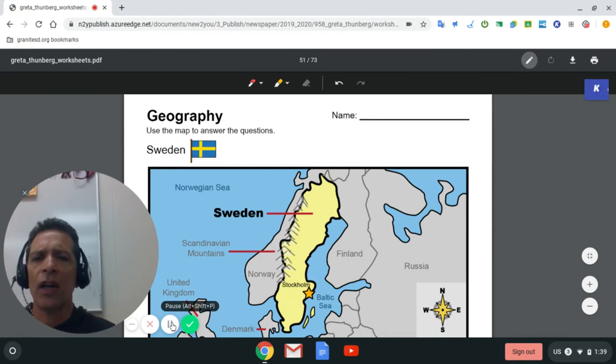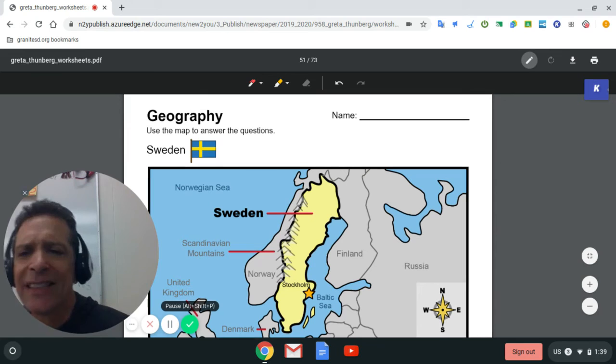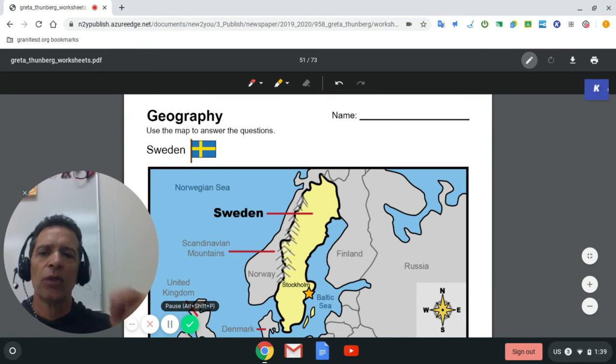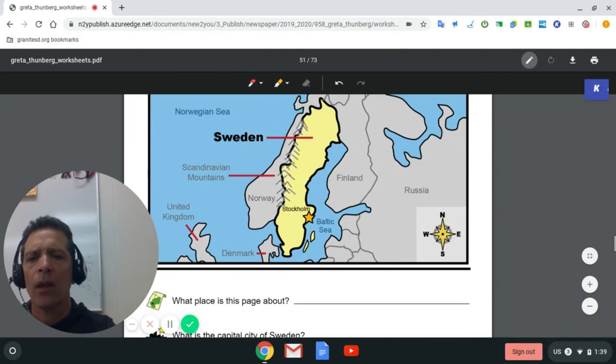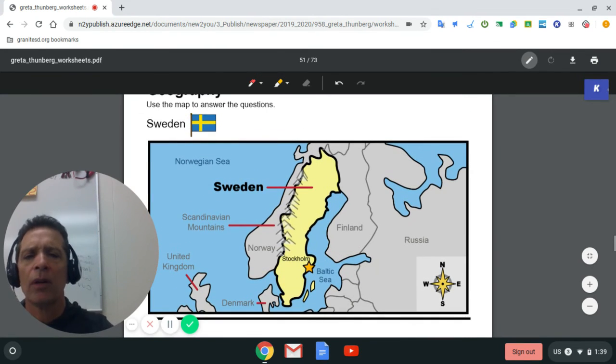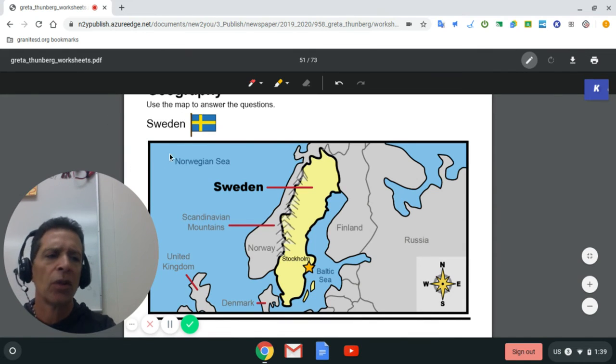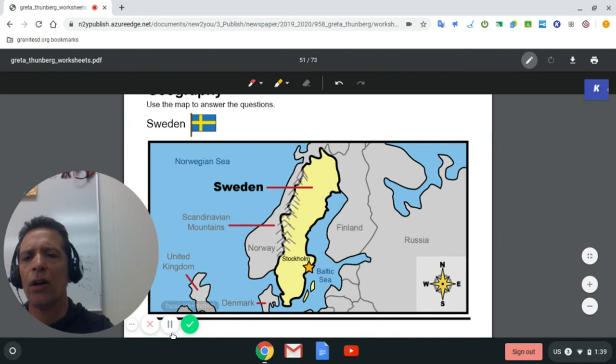Okay, this is geography. This is the second one, guys. There's 2. This is the harder one because of table 1. So let's do this real quick. What place is this page about? Well, it's usually the title of the page. It's right here. So the answer is what, Hunter? Sweden. So you write that on the answer.